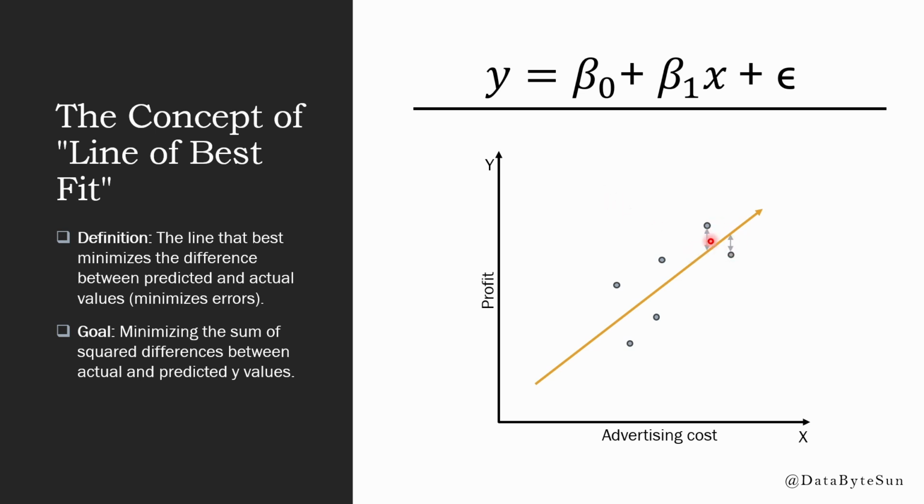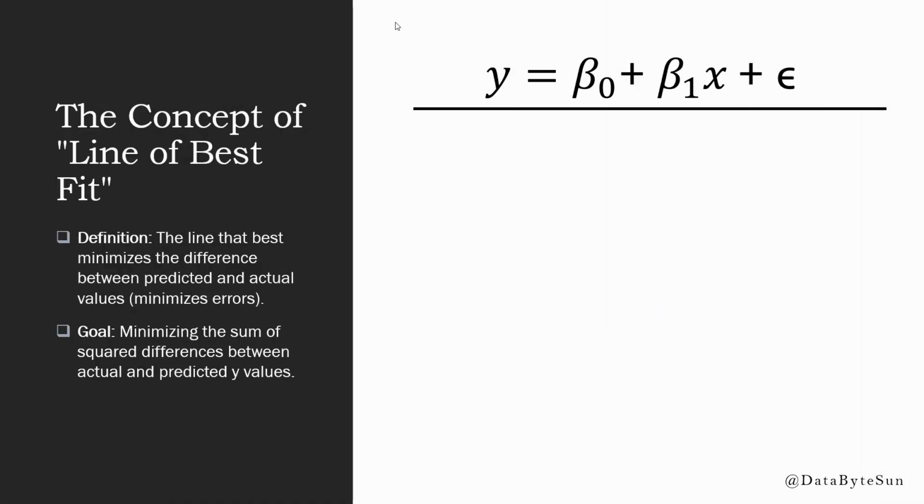So, we need to minimize the distance of these points which are currently showing so that every point has the lowest possible distance. That is where residual comes into the picture. A residual is the difference between an observed value and the value predicted by a model. The formula for residual for each point is residual equal to y actual minus y predicted.